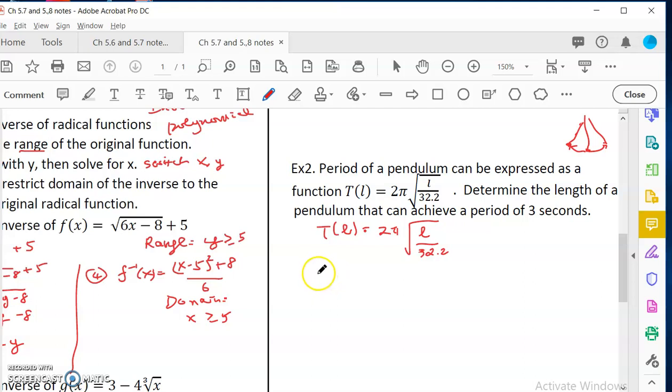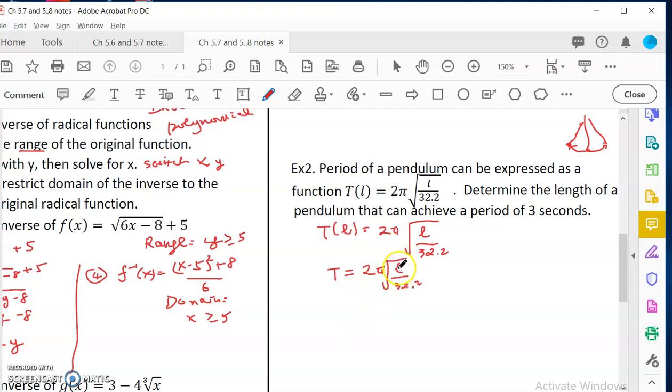So let's solve for it. Okay, so there are two ways of doing it. The first way is to plug in 3 on this side and then solve for L. The other is to solve for the inverse function. So let's just try solving the inverse function. So we'll write this, instead of function notation, like this: T equals 2 pi square root of L over 32.2.